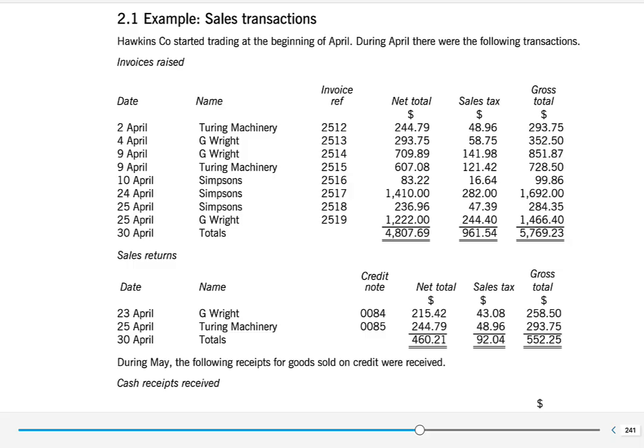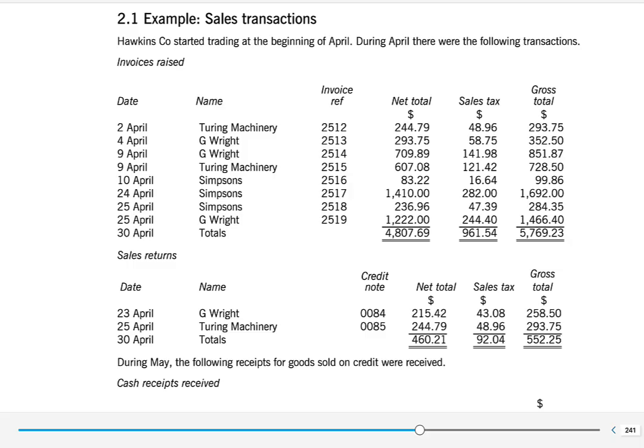Part 1. The invoices raised in April. Let us take the first invoice and do it slowly. Then you will see the pattern for all the others. Invoice on the 2nd of April to Turing Machinery. Invoice reference 2512, net is 244.79, sales tax is 48.96, gross is 293.75.